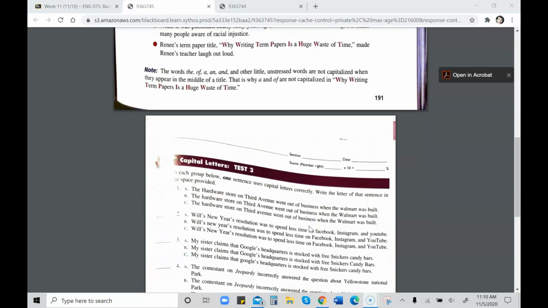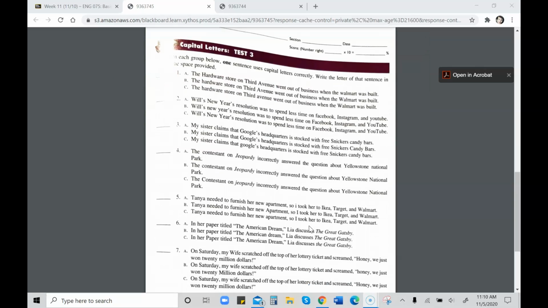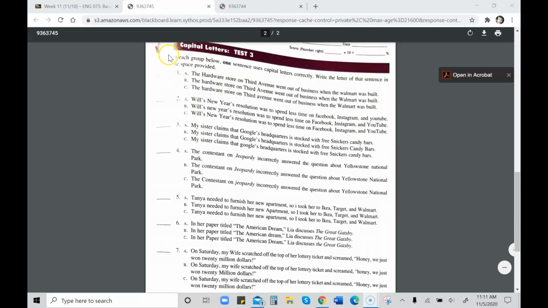So just like the apostrophe chapter, you are going to have to review sentences and then come up with the sentence that uses all of the capital letters correctly, and then write that letter in the space provided. So again, you can go through and evaluate each sentence, and as soon as you find an error, you know that's not going to be the one.